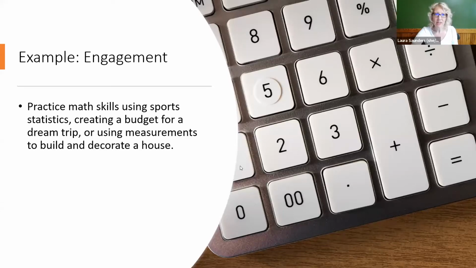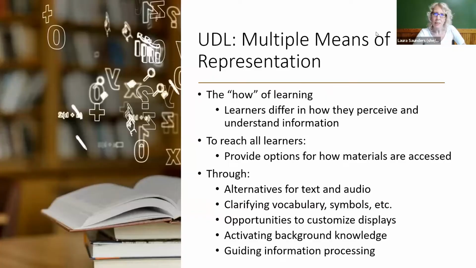So one quick example of this is, imagine a 5th, 6th grade classroom where we're teaching math skills. If we gave students the choice to study math by using sports statistics and calculating what's happening with their favorite teams and their favorite players, or allow them to create a budget for a dream trip, or use measurements to build and decorate a house, right? So we could get to a lot of the same math concepts, but we could use lots of different ways of getting there. And some of these might appeal to some of our students more than others.